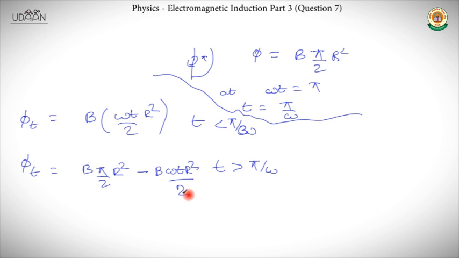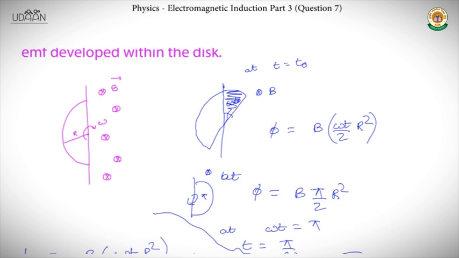So there will be EMF induced. That's because EMF induced is nothing but minus d phi by dt. We all know this, right? Initially the area in the magnetic field is going to increase. That is nothing but the flux linked with the magnetic field into the plane of paper, that is in the anti-clockwise direction, is going to increase. So the EMF is going to be induced in the clockwise direction.